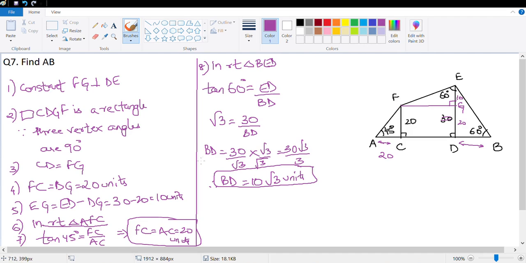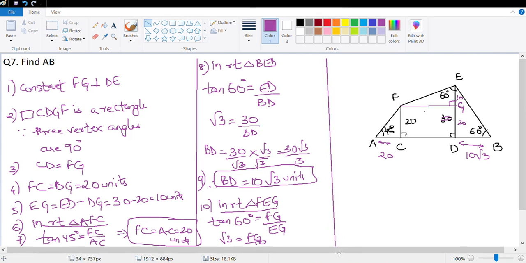So I've got two values. I've got FC as 20 and BD as 10 root 3. Now let's look at triangle FEG. Whatever is the value of FG, that will be the value of CD as well. So in right triangle FEG, the reference angle is 60 degree, which means I'm looking at perpendicular upon base. So again tan. Tan 60 degree is equal to FG upon EG. Tan 60 degree is root 3. So root 3 is equal to FG upon 10.